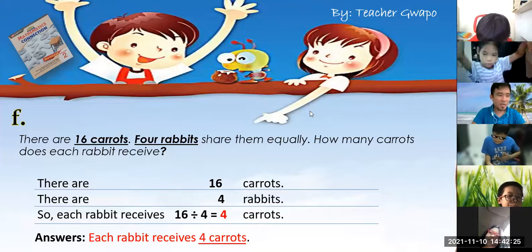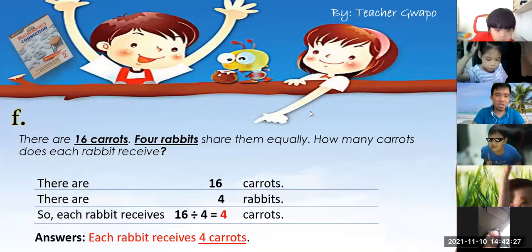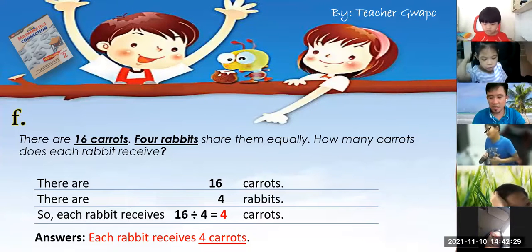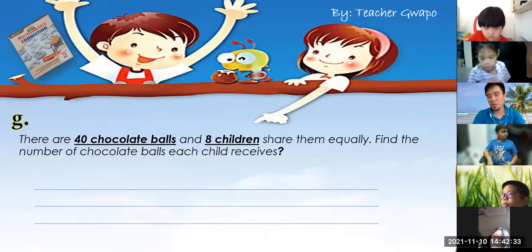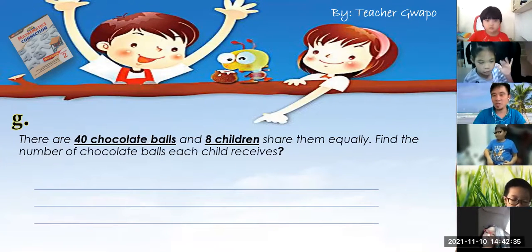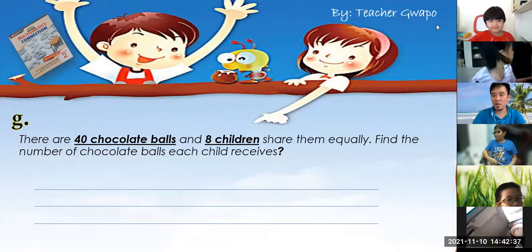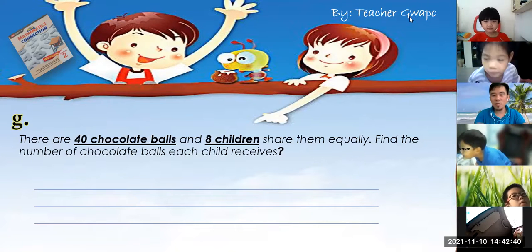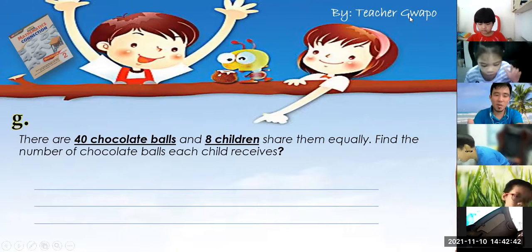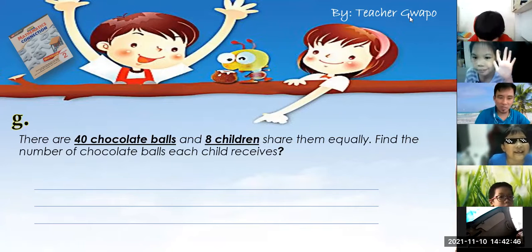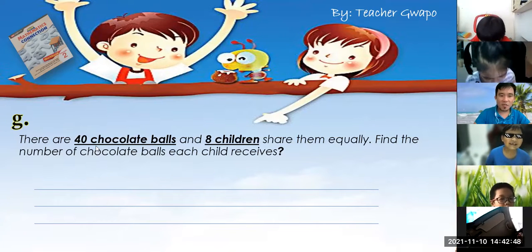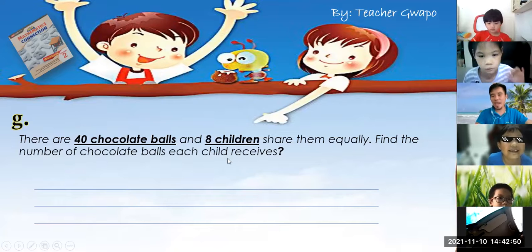Okay, now let us proceed to letter G. It says here that there are 40 chocolate balls and 8 children share the chocolate balls equally. Now we will find the number of chocolate balls each child received. Each child received 40 divided by 8.